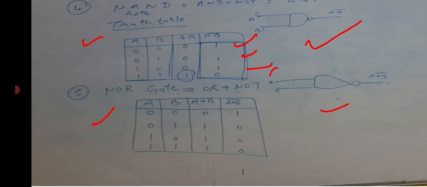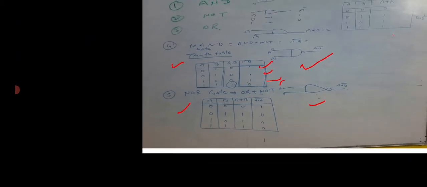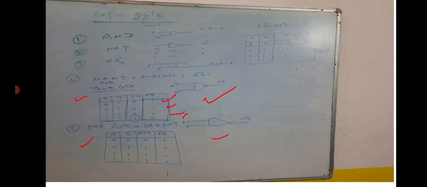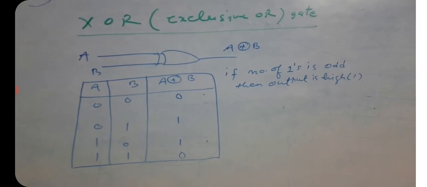And when we take the complement of A or B, then 0 is converted into 1 and 1 is converted into 0. That means the result is 1, 0, 0, 0. This is the truth table and circuit diagram of the NOR gate. Now our next gate is the XOR gate.